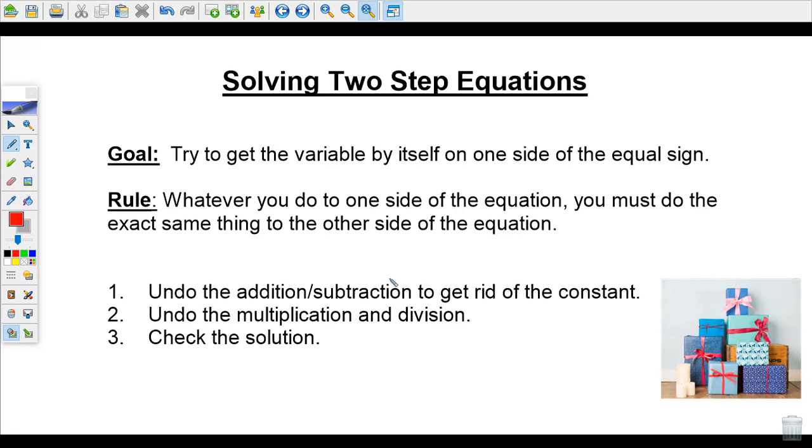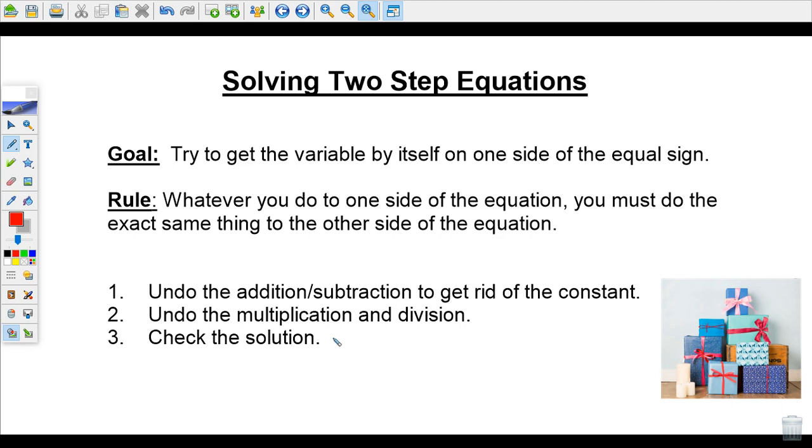You don't just get the gift right away, right? Sometimes you've got to take the ribbon off, or sometimes you take the wrapping paper off first, and then you have to open the box. There's multiple steps to getting to that gift. If there's a ribbon on it, you have to take the ribbon off first. Then you have to take the wrapping paper off. Then you have to open the box. You can't open the box without taking the ribbon off or taking the wrapping paper off. So there's a specific order to undoing and unwrapping that present.